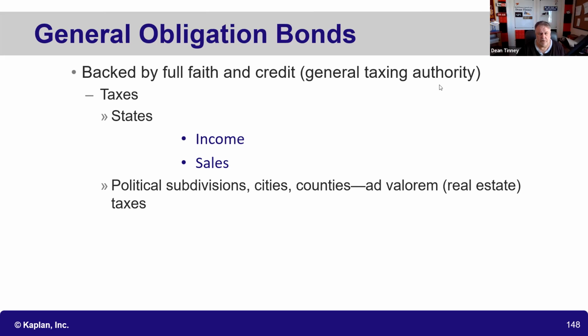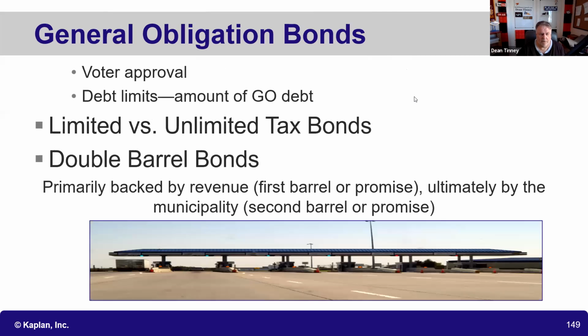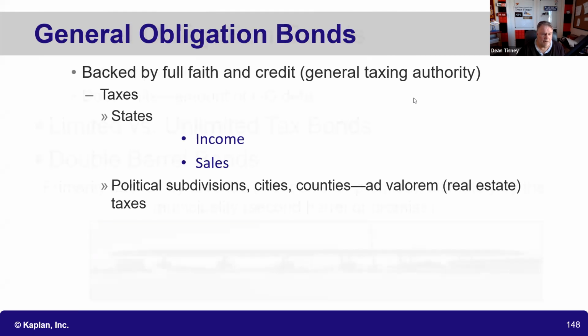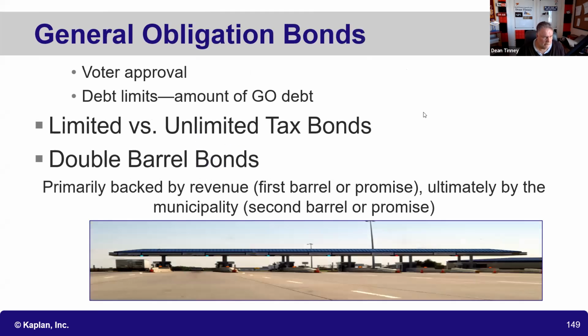So the key point here is these are real estate taxes, and we've got to make sure they know they're on the hook. So it's very testable to know that the issuance of GO bonds requires voter approval.